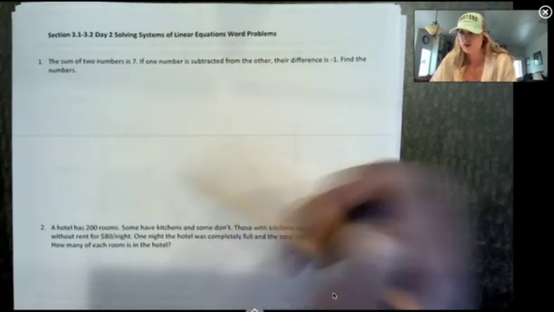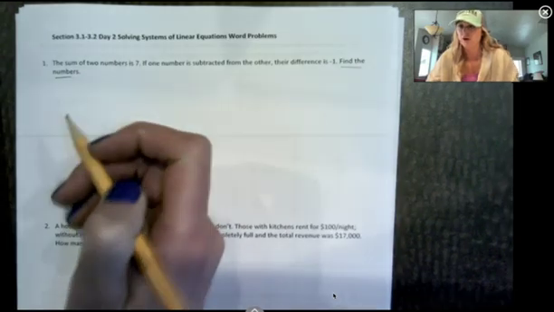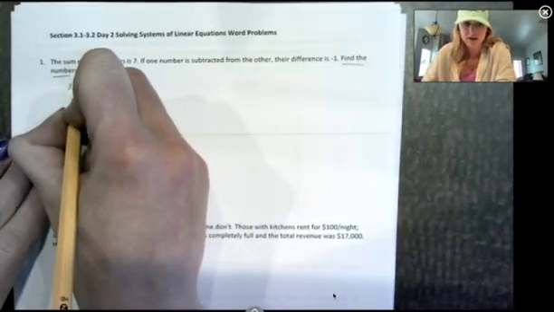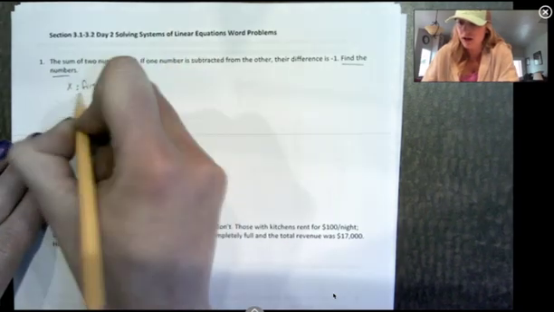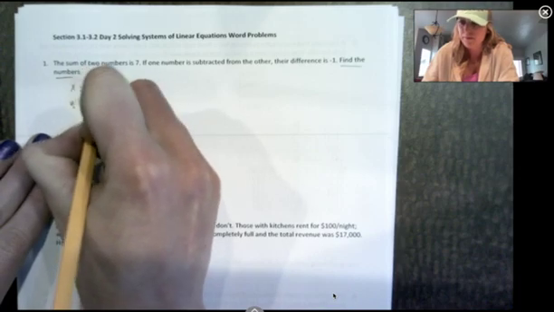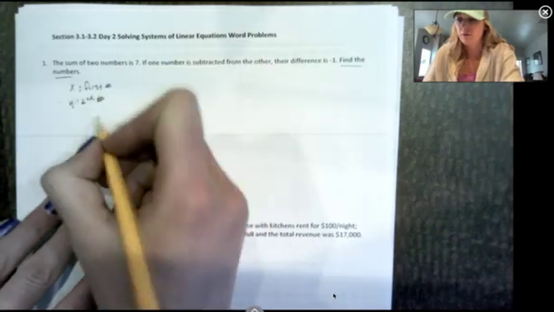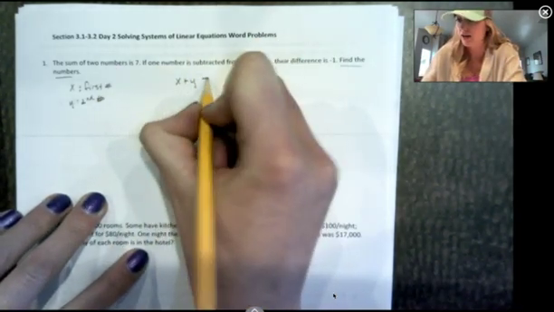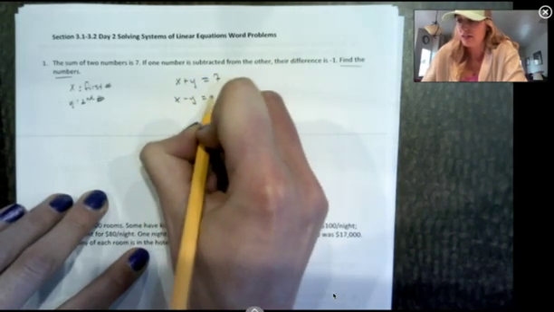Find the numbers. So this last sentence here is basically telling me what my variables need to be. So I'm going to have x be the first number, and y is the second number. So x and y are my two numbers. When I add them together, it equals 7. And when I subtract them, it equals -1.